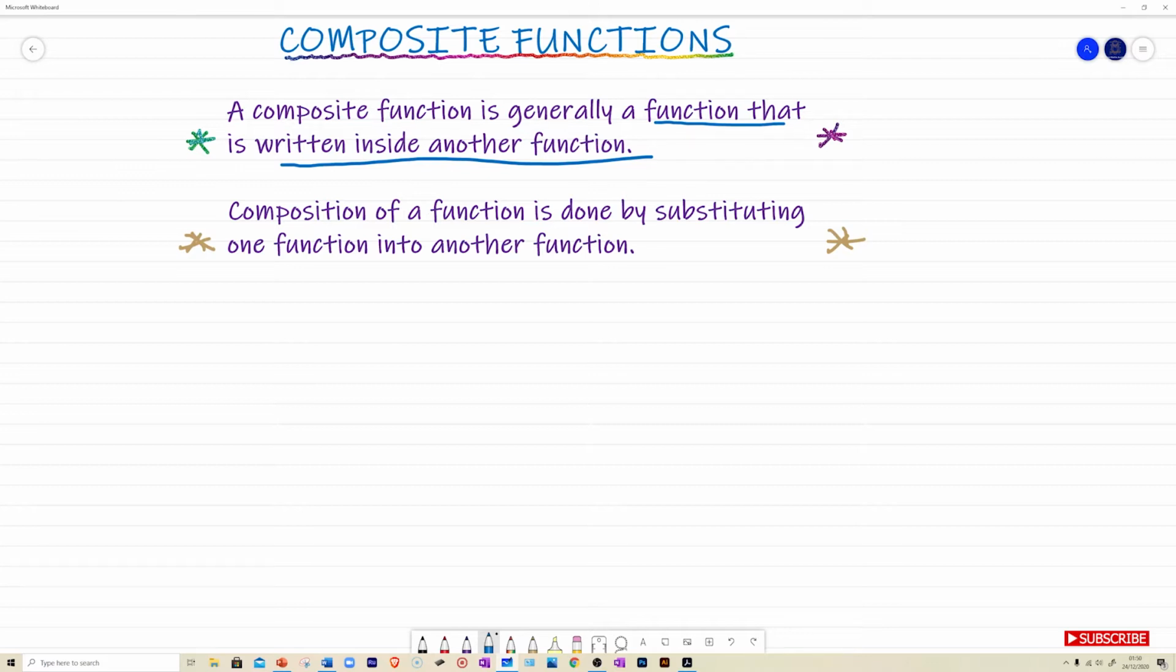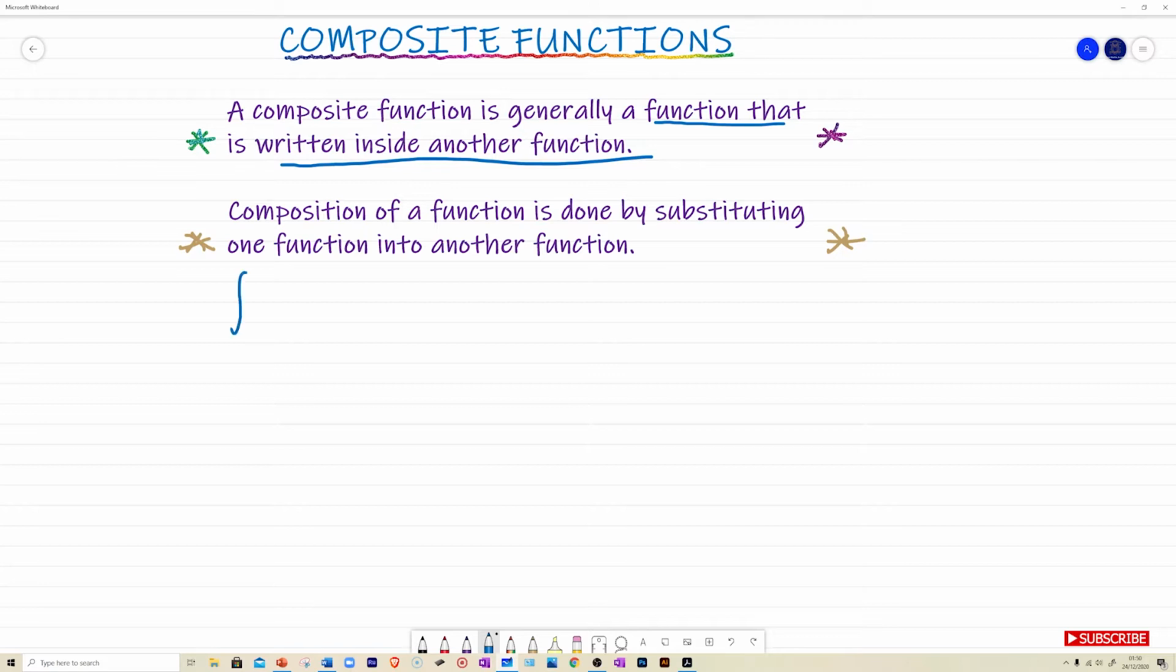Now, how do we get the results? Well, we perform one function, we get results for that function, and then we use that as input for another function. So that's how they work. Now let's have a simple example here.